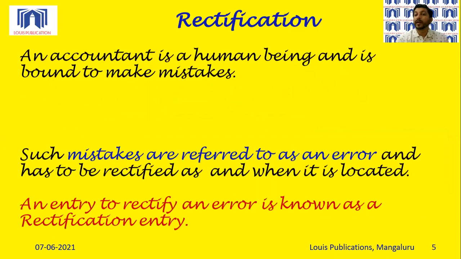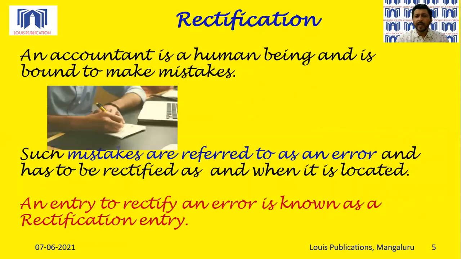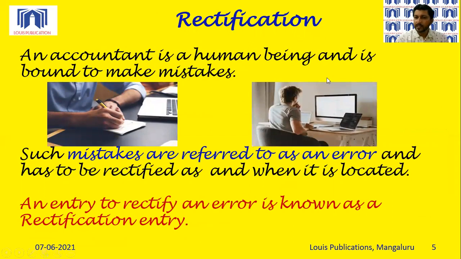Let's move to the concept of rectification. An accountant is a human being, and as a human being, he is bound to make mistakes. As and when he is recording inside an accounting book, or suppose he is recording the accounts on a computer in a particular accounting software, a mistake may occur as a result of the accountant recording a wrong amount, either in the book or on a computer. Such mistakes are referred to as errors in accounting.